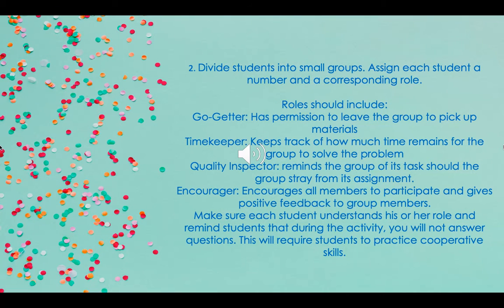Step number 2. Divide the students into small groups. Assign each student a number and a corresponding role: the go-getter, the timekeeper, the quality inspector, and the encourager. Make sure each student understands his or her role and remind the students that during the activity you will not answer questions. This will require students to practice cooperative skills.